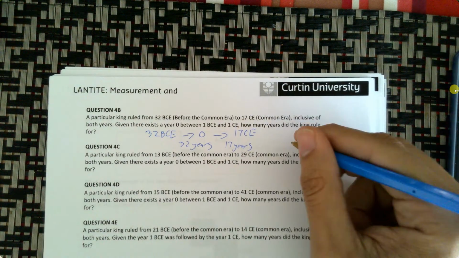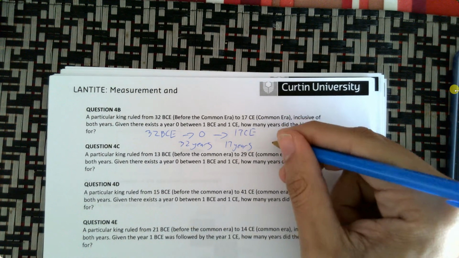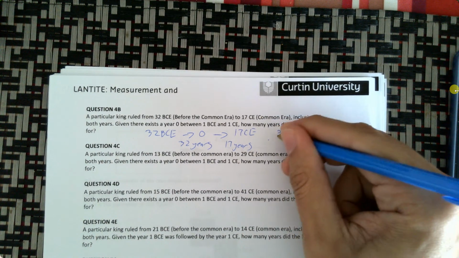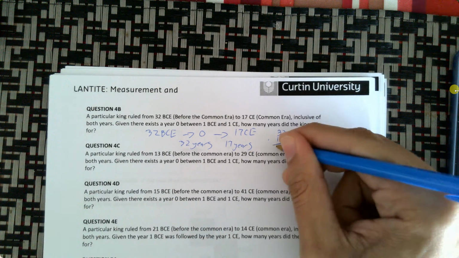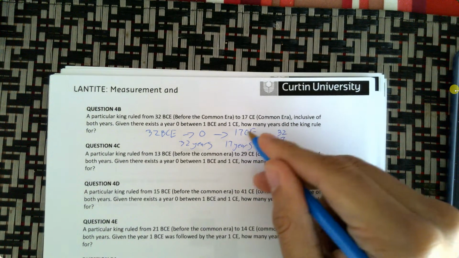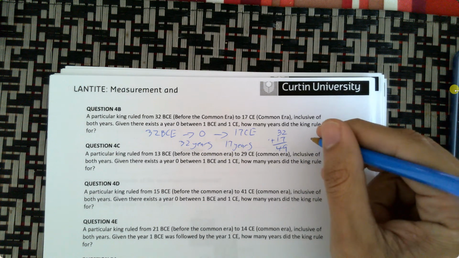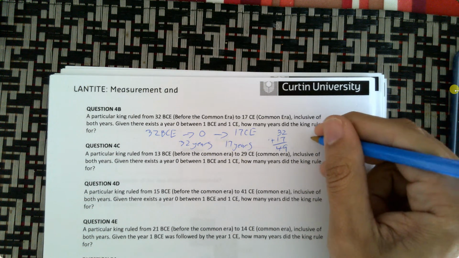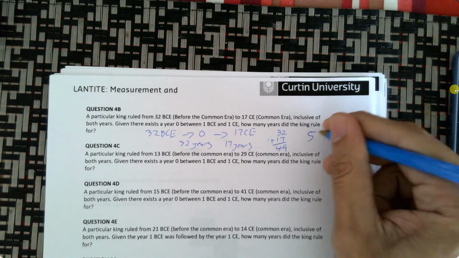So 32 plus 17 is 49. And I've got to make sure that I include that last year as well because it's inclusive of both years. So it's 49 plus 1, 50 is our answer.